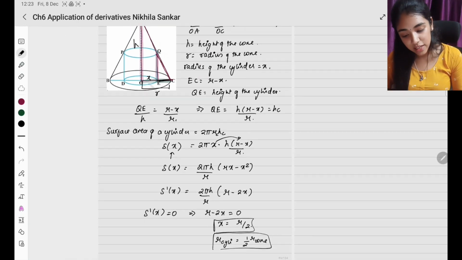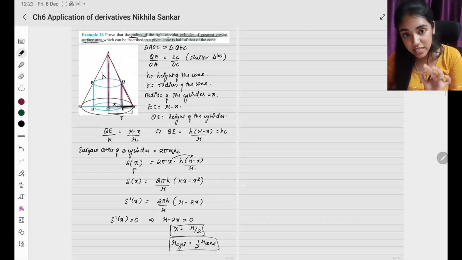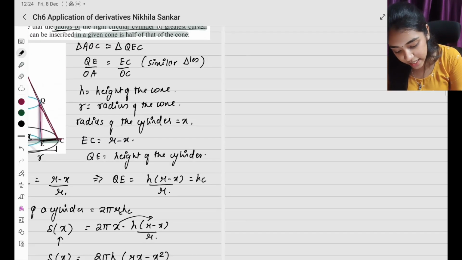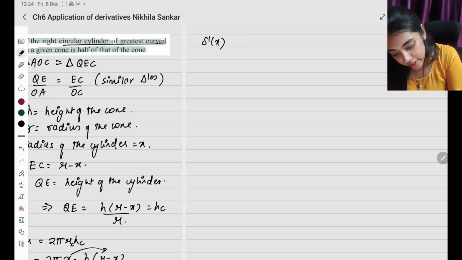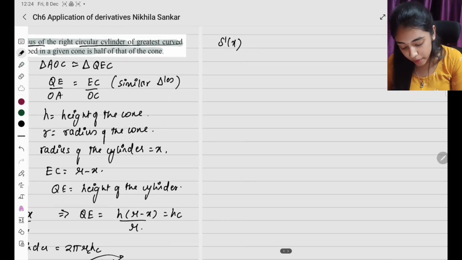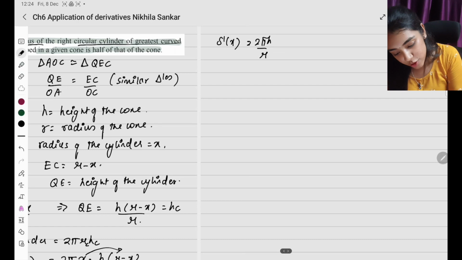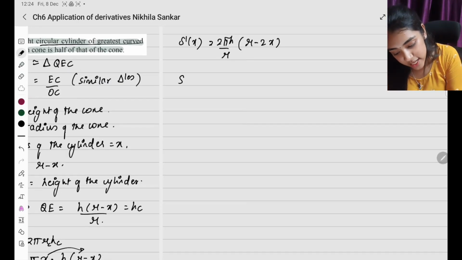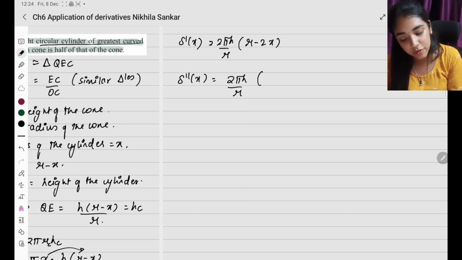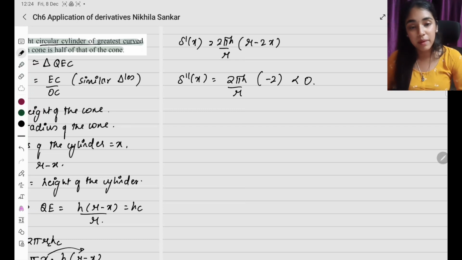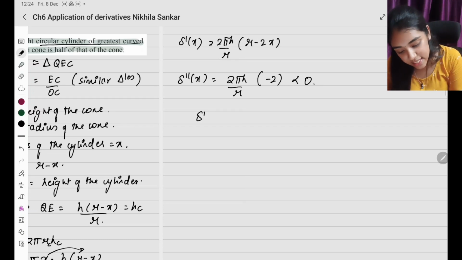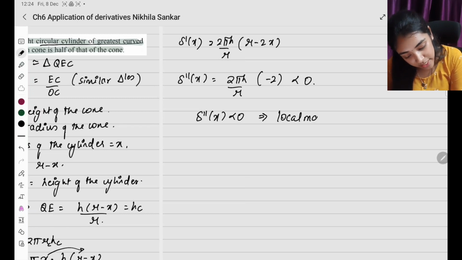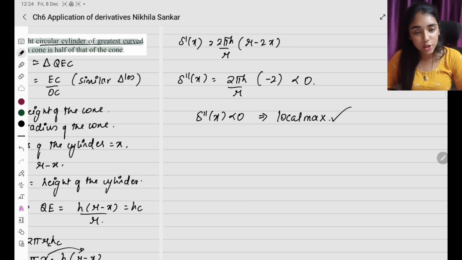But I need to check if this is going to be a minimum or maximum, since they ask for the greatest surface area. So I need to find the second derivative. My first derivative, I'll write it one more time: S dash of x equals 2 pi h by r times (r minus 2x). When I find the second derivative, I have 2 pi h divided by r times, when I differentiate this, minus 2. There is a minus sign, so it's less than 0. S double dash is less than 0, which means we are talking about a local maximum. So yes, this is going to be the maximum value.